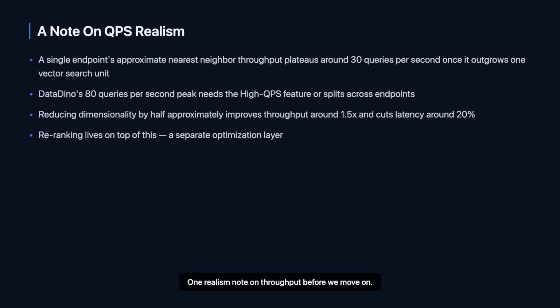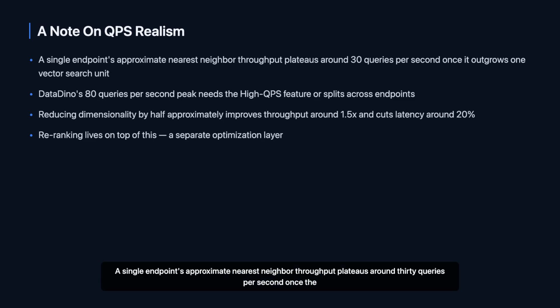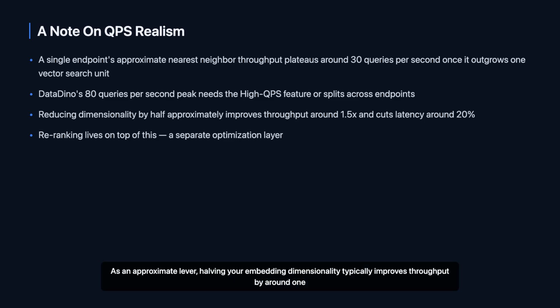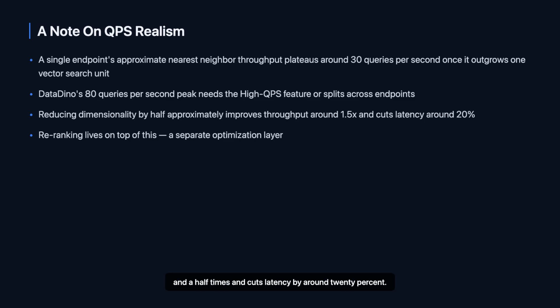One realism note on throughput before we move on. A single endpoint's approximate nearest neighbor throughput plateaus around 30 queries per second once the index outgrows 1 vector search unit. That's an approximate figure from Databricks guidance. DataDino's 80 queries per second peak needs either the high QPS feature or sharding across multiple endpoints. As an approximate lever, halving your embedding dimensionality typically improves throughput by around 1.5 times and cuts latency by around 20%, and re-ranking sits on top of all this as a separate optimization layer.